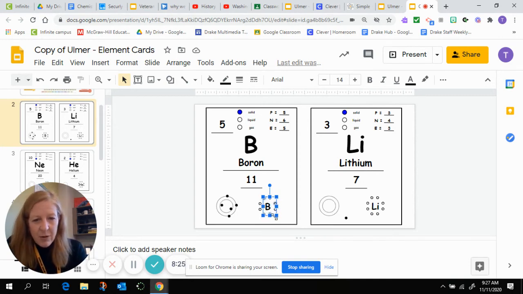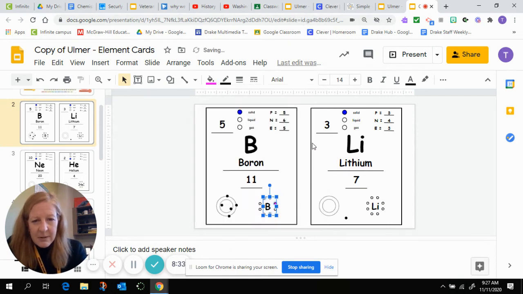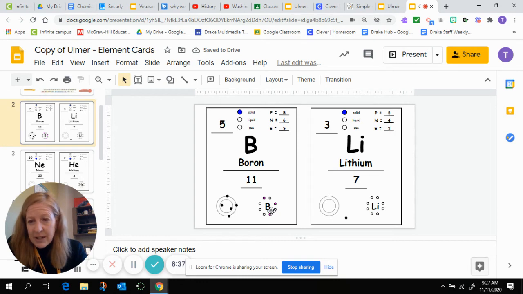Okay, so now I have all 3 of those open circles selected. I'm going to fill them in, so pick a fill color. Once I have them filled in, then I'm finished. What I see here is that boron has 3 valence electrons, and those 3 valence electrons are unpaired.